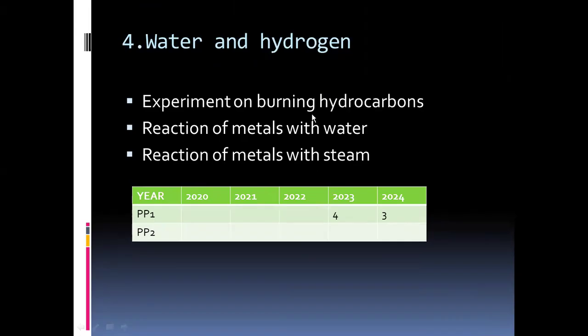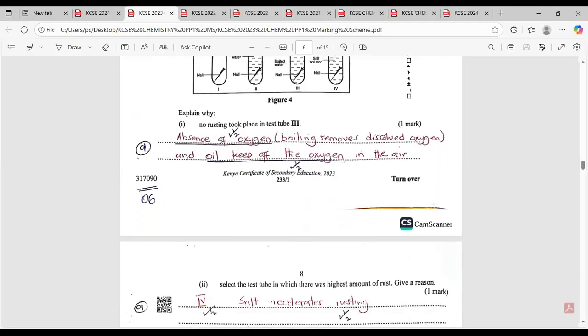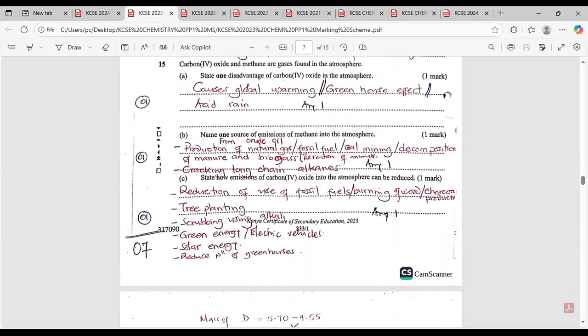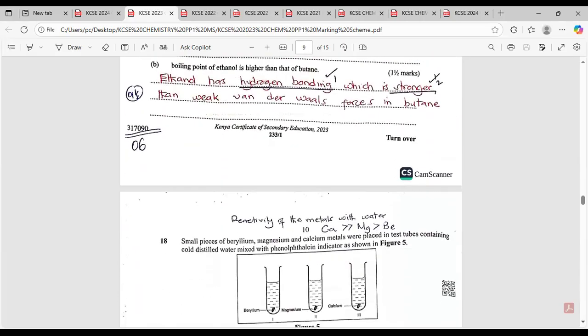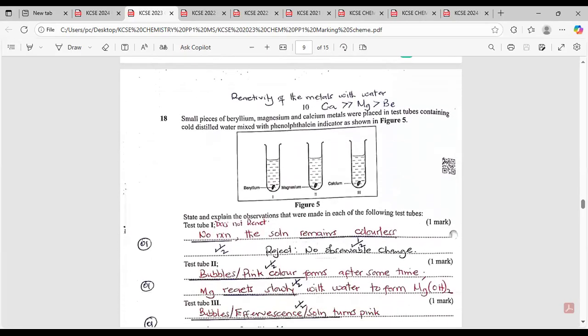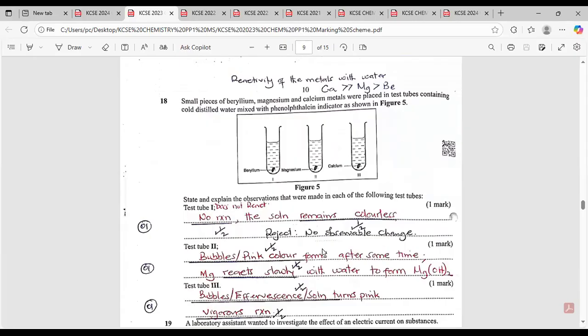So I can just share the question for 2023. I had opened it here initially. I think it was question number 18. This question is simply testing reactivity of metals with water. Please listen to this. Not all metals react with cold water.